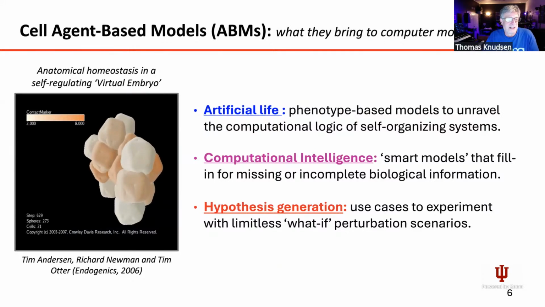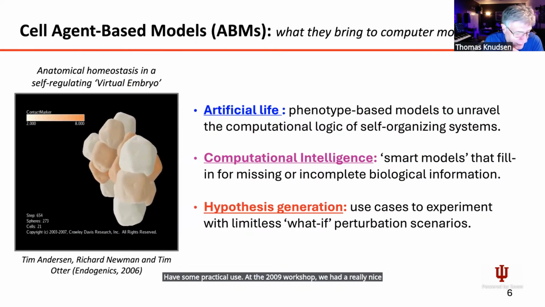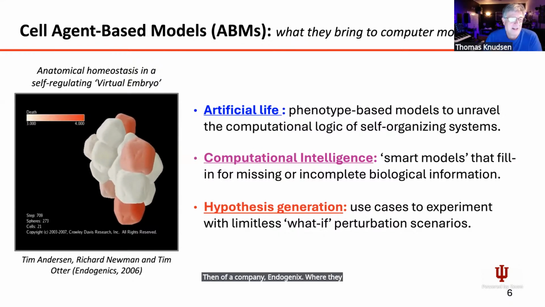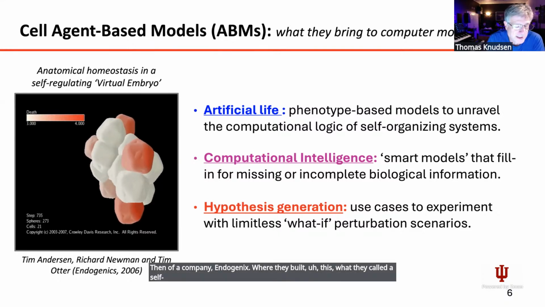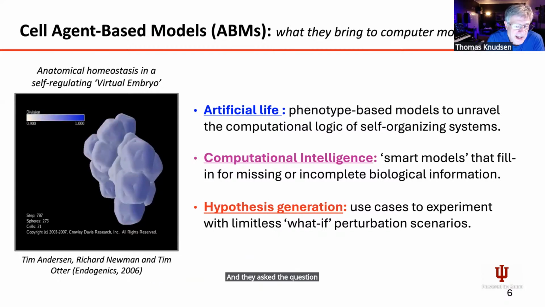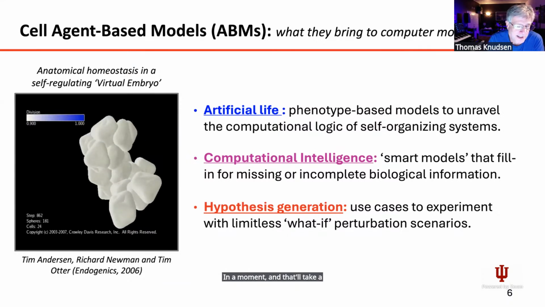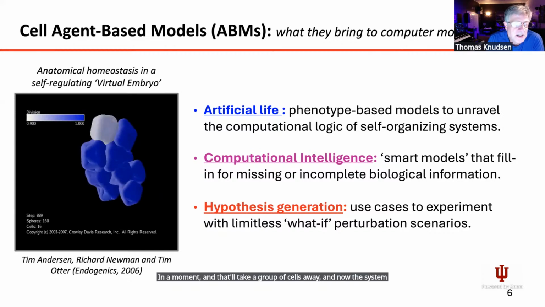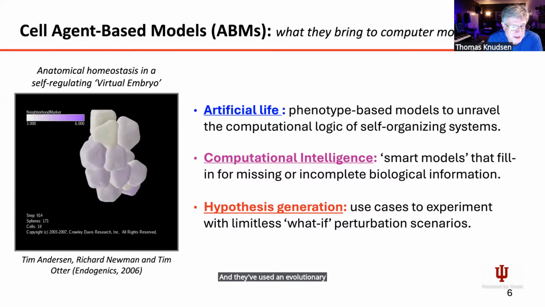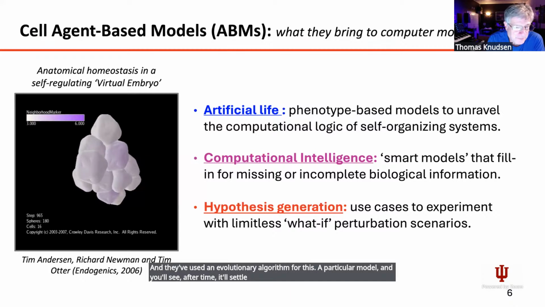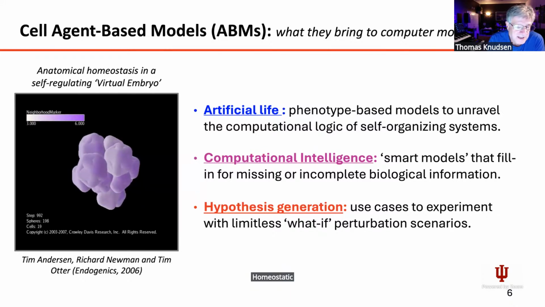At the 2009 workshop, we had a really nice talk from Richard Newman, then of a company, Endogenics, where they built what they called a self-regulating virtual embryo. They've got 21 cells in this particular model, and they asked the question, how are these cells regulating size? You'll see a shark bite come out in a moment, and that'll take a group of cells away. And now the system is recomputing, and they've used an evolutionary algorithm for this particular model. And you'll see after time, it'll settle back into its original homeostatic 21 cell state.